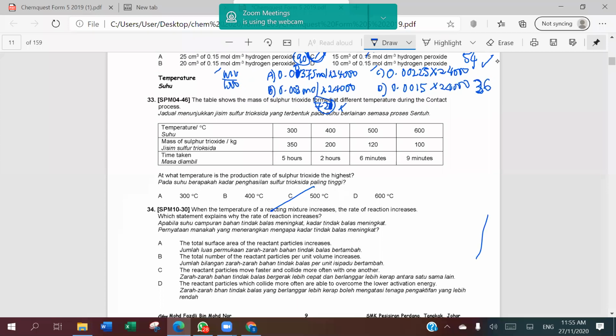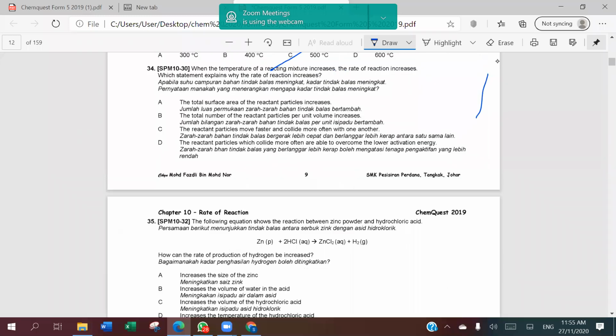Okay, next. When the temperature of a reacting mixture increases, the rate of reaction also increases. Now I'm talking about temperature. So which one explains why the rate of reaction increases with temperature? Which one is the best answer? C is correct. Whenever you see the word temperature, you must think the reactants move faster and collide with one another. Good job. Well done to all of you who have been answering me.